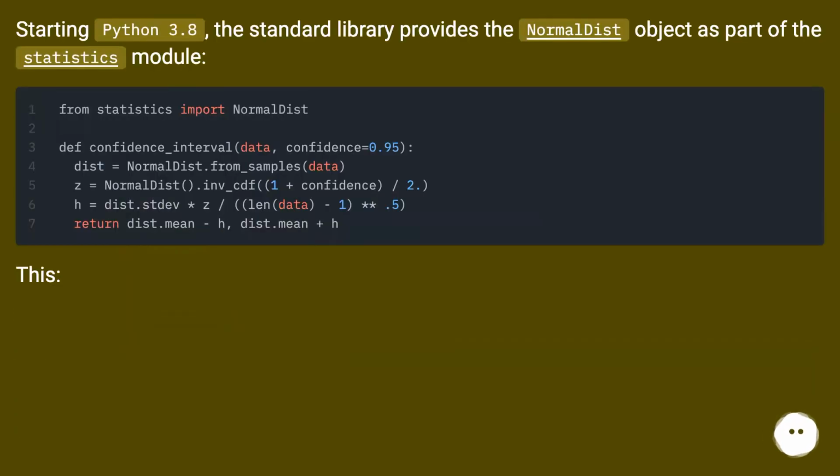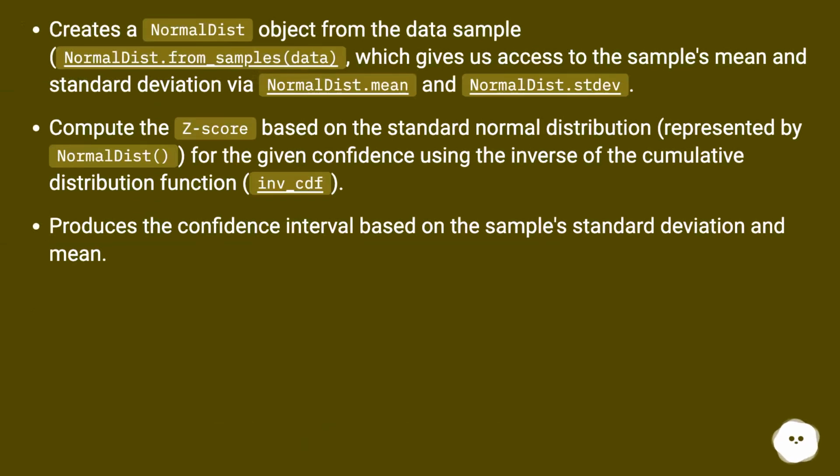Starting Python 3.8, the standard library provides the NormalDist object as part of the statistics module. This creates a NormalDist object from the data sample, NormalDist.from_samples(data), which gives us access to the sample's mean and standard deviation via NormalDist.mean and NormalDist.stdev.